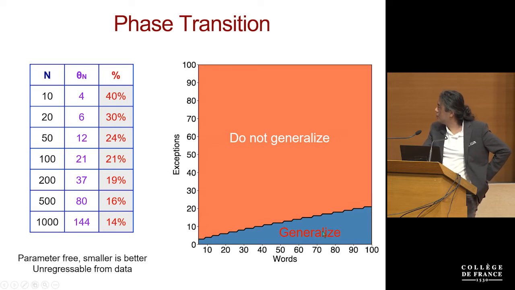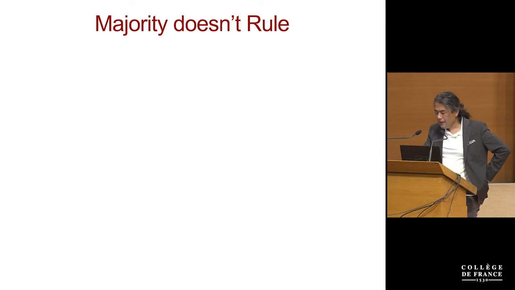So if you have 100 words, you look up this function. If fewer than 6 exceptions, you generalize. If you have more than 6 exceptions, you memorize, and you do not generalize at all. So that's a proposal. And this is important because we seem to have this intuition that the majority should give you the rule. This is certainly not the case in language.